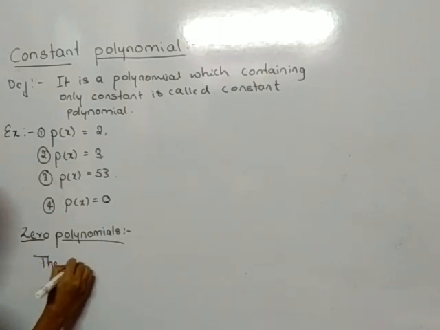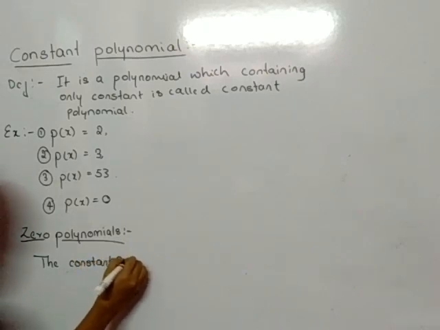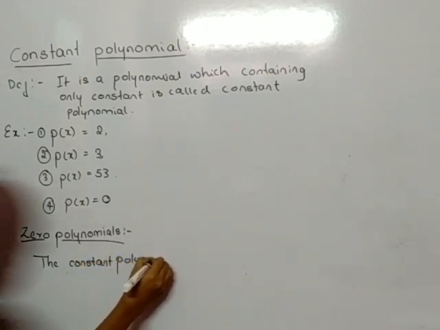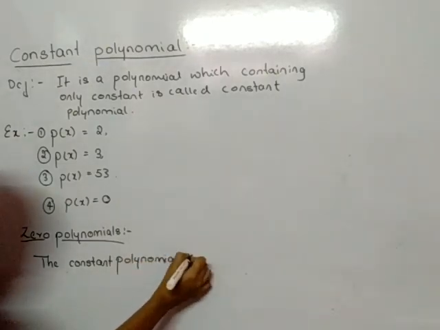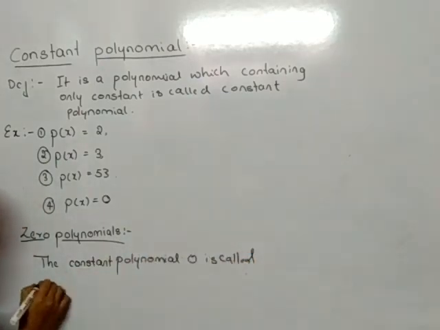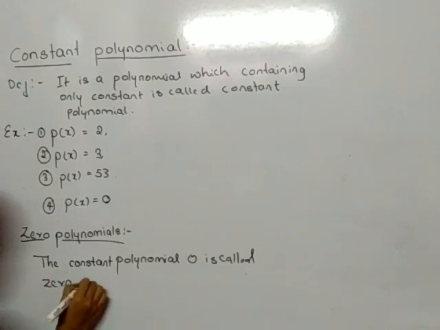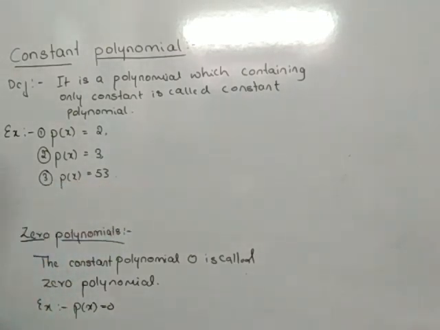The constant polynomial 0 is called the zero polynomial. Example, that is p of x is equal to 0. This is an example for the zero polynomial.